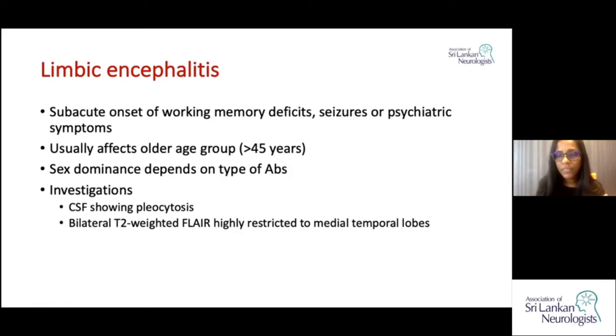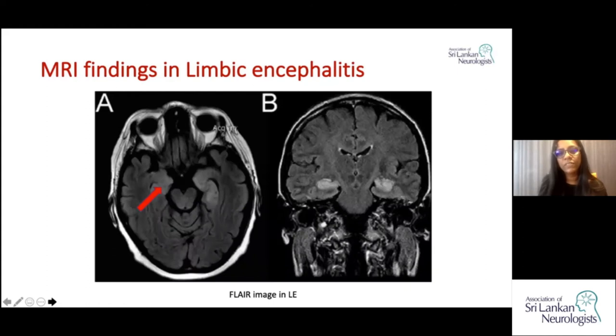And unlike NMDA receptor encephalitis, where I said it's just one antibody which causes the disease, here there are different antibodies which give rise to the clinical spectrum of diseases. So which sex is more affected and the age groups would be determined based on the antibodies that are causing this disease. So let's quickly go through some of the investigations and some salient features you see in this condition. The CSF would more often show pleocytosis in limbic encephalitis, and the MRI becomes a very important tool to confirm the diagnosis, because you would see very typical changes of T2 hyperintensities affecting your limbic system, with changes affecting the hippocampi.